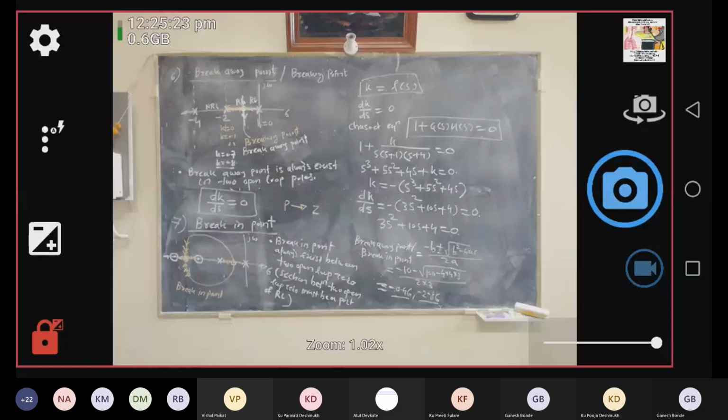Then the last step, write down the last step, the 9th step: intersection of root locus with the imaginary axis. So step number 9 is the intersection of root locus with the imaginary axis.